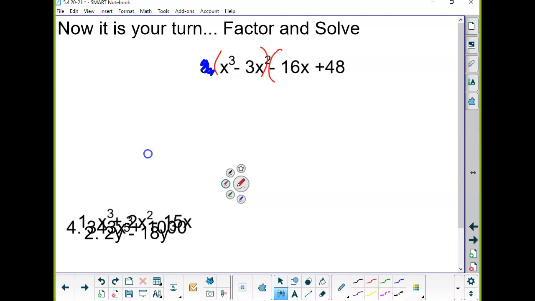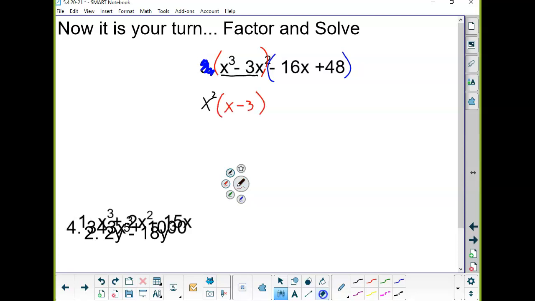Let's group the first 2. I want this color. Group the last 2. Notice how I included the negative in this, so that's negative 16. And I'm going to pull out... what do these two have in common? The largest term that these two share is an x squared. And what's left over is x minus 3.